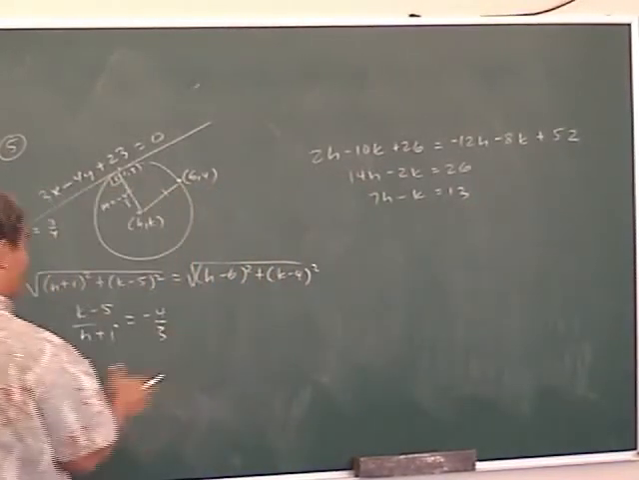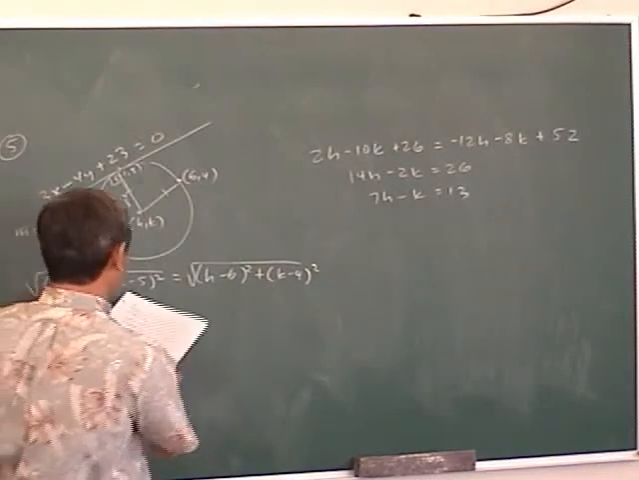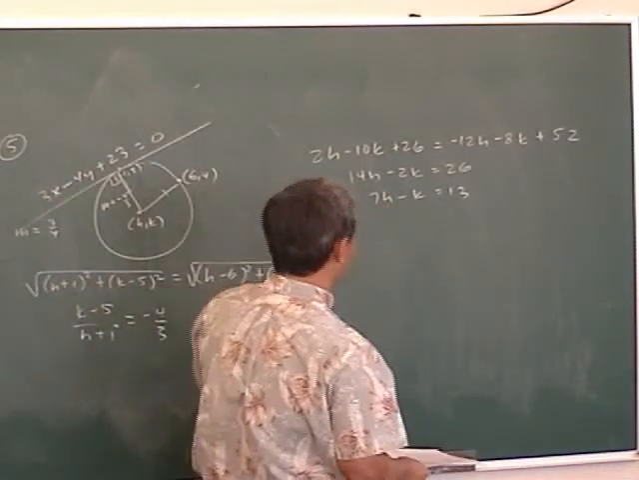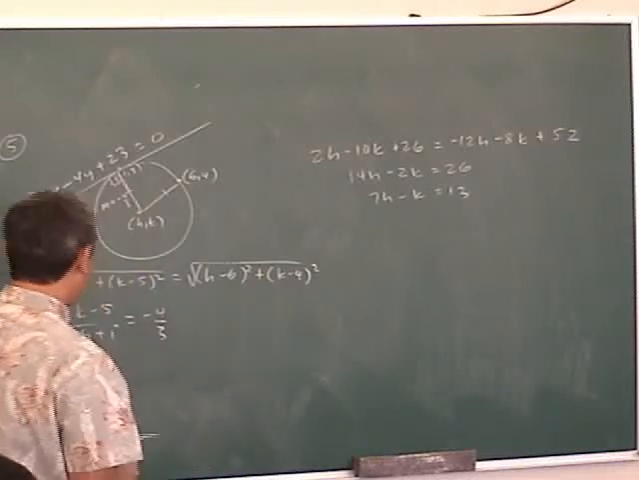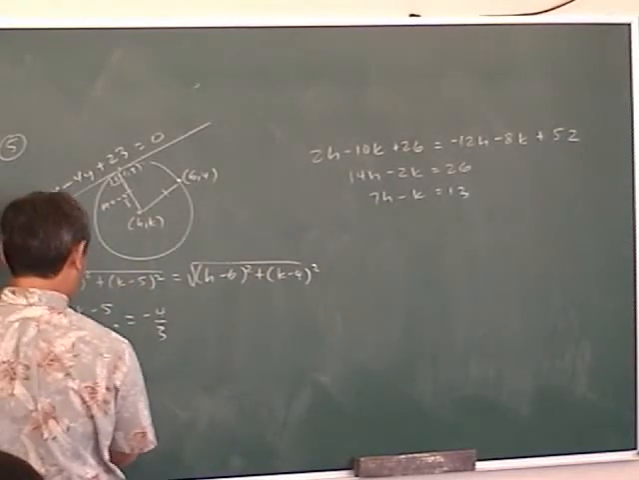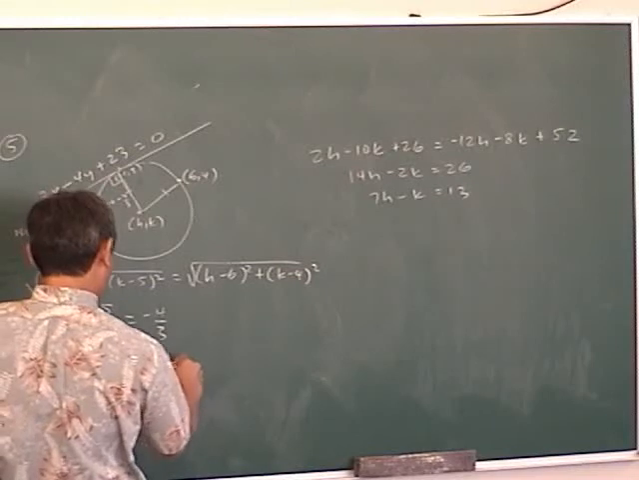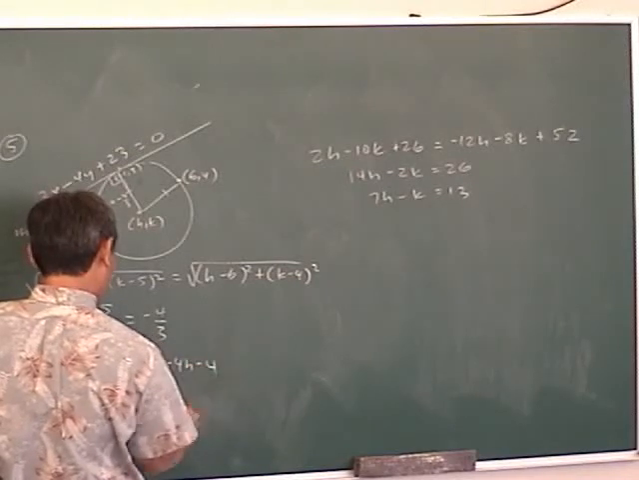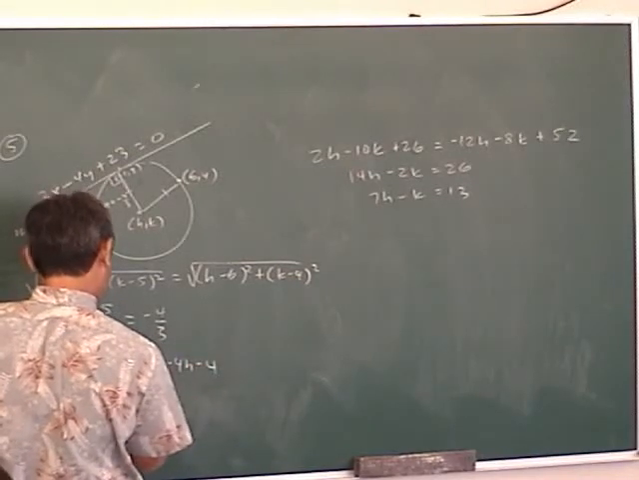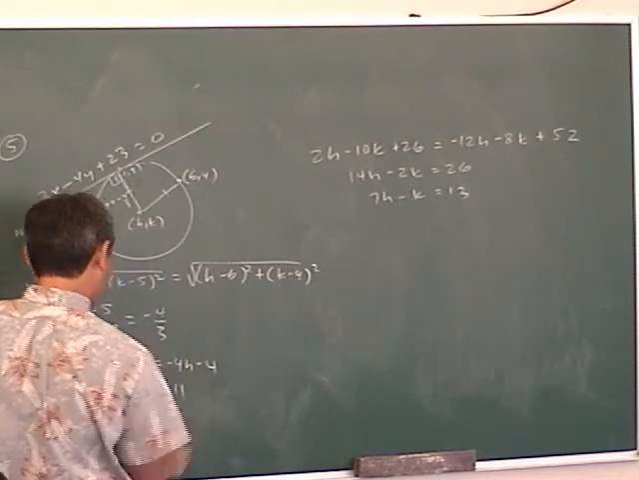So I don't care what you do. You can use your own exotic method, whatever, but you gotta get that. Okay, and over here, what would I do? If I were me, I'll cross multiply. 3k minus 15 is equal to negative 4h minus 4. So that's like 4h plus 3k equals 11. That's your other equation.